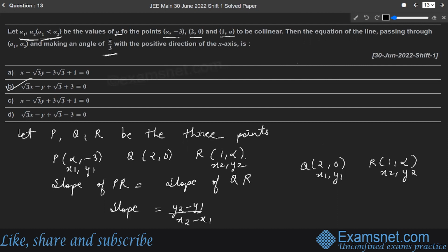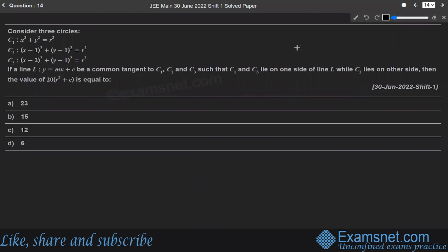I hope you are clear with this question. In this question, we have used the basic formula to calculate the slope and the basic formula when three different points are collinear. Next question is, consider three circles C1, C2 and C3.